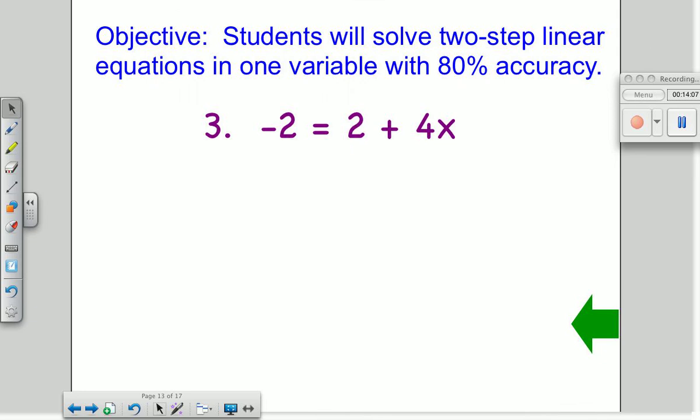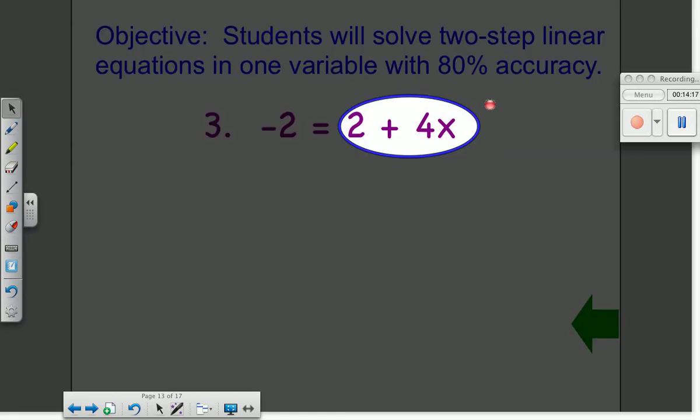Number 3, negative 2 equals 2 plus 4x. They switched it around on us, so let's make sure we focus on the right side with the x. We have 4 times x, and we have addition of 2. The inverse of addition is subtraction. The inverse of multiplication is division.